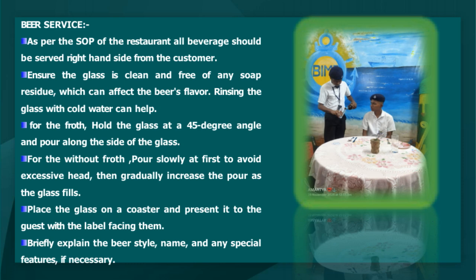Once poured, place the glass on a coaster and present it to the guest with the label facing them. This adds a touch of professionalism and makes it easier for the guest to see the brand. Finally, take a moment to briefly explain the beer style, its name, and any special features if relevant. This enhances the guest's experience and shows your expertise. Remember, proper service not only preserves the quality of the beer, but also elevates the overall guest experience.